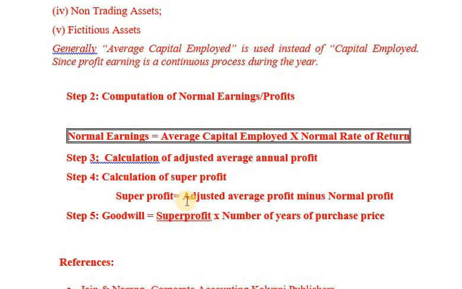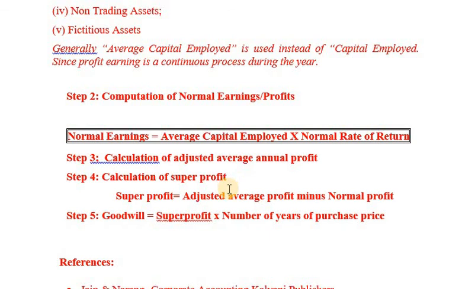Step number 3, calculation of normal profit. Normal profit is equal to average capital employed into normal rate of return. Next step, calculation of adjusted average annual profit. After calculating adjusted average annual profit, we calculate super profit. What is super profit? Super profit is the difference between adjusted average profit and normal profit. In other words, super profit is equal to adjusted average profit minus normal profit.